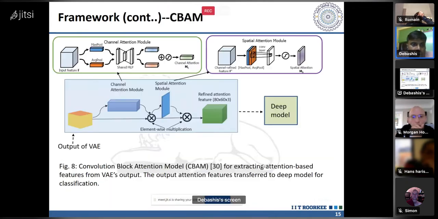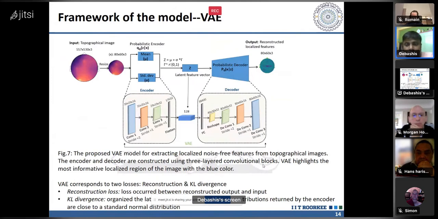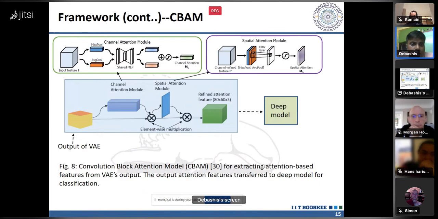These features are then passed to the second level, the CBAM attention model. In this case we do not know what level of attention to give the deep model, because a deep model works based on attention at the spatial level or the channel level. So we extract refined features using CBAM. It consists of two modules. One is the channel attention module, a 1D attention model, which consists of max pool and a common MLP, a multi-layer perceptron, and the output features extracted from both are merged to make the channel attention.